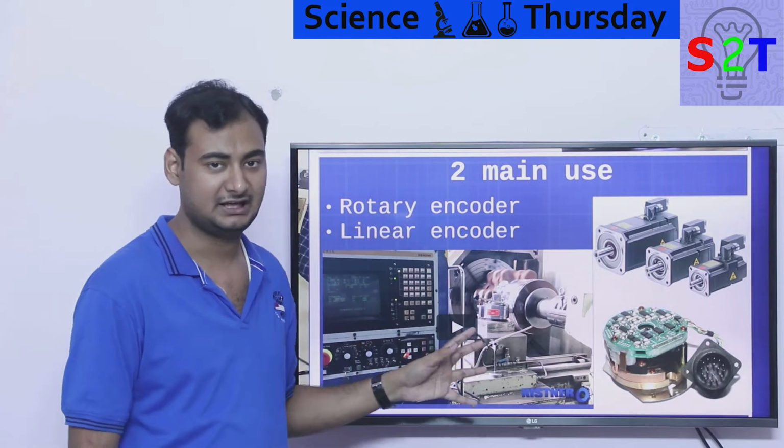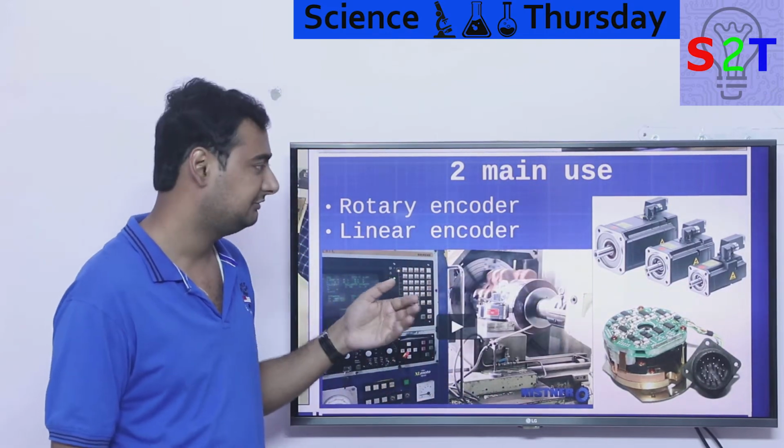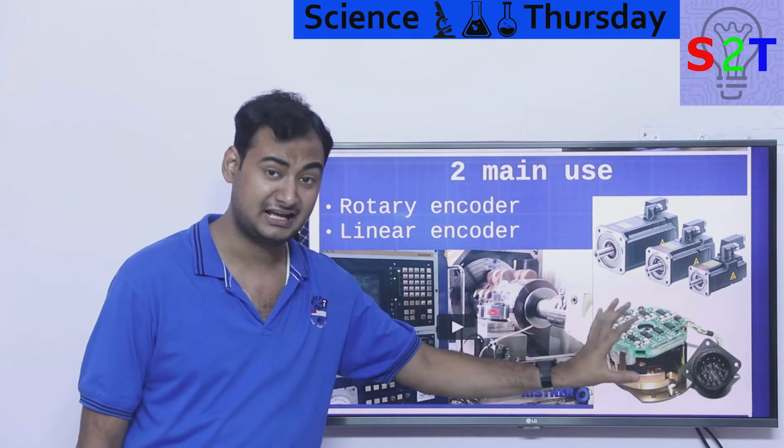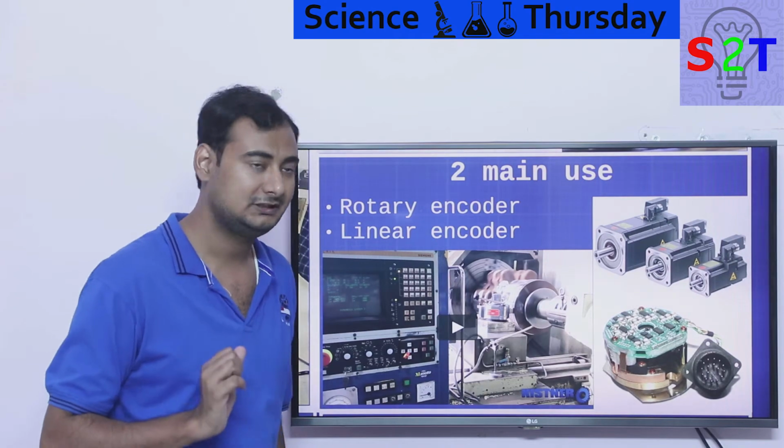They're not just very high end. Of course, they are relying on it, but even in your day-to-day life, you will have a smaller version of this. Basically, this is a fancy encoder used for servo motors, but you will have a small version of that in your mouse scroll wheel.